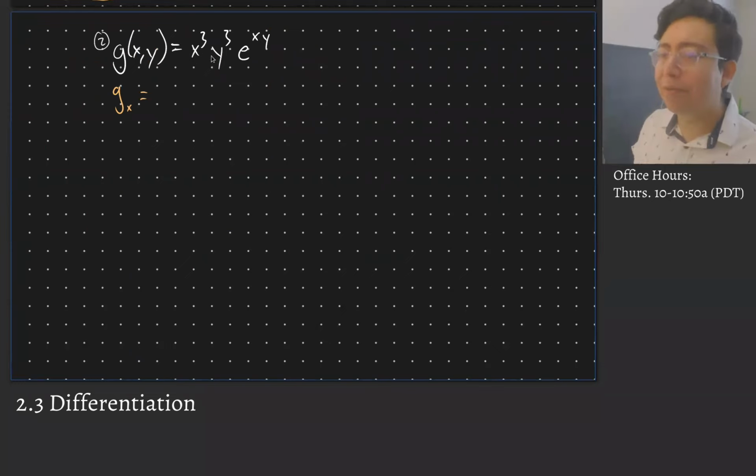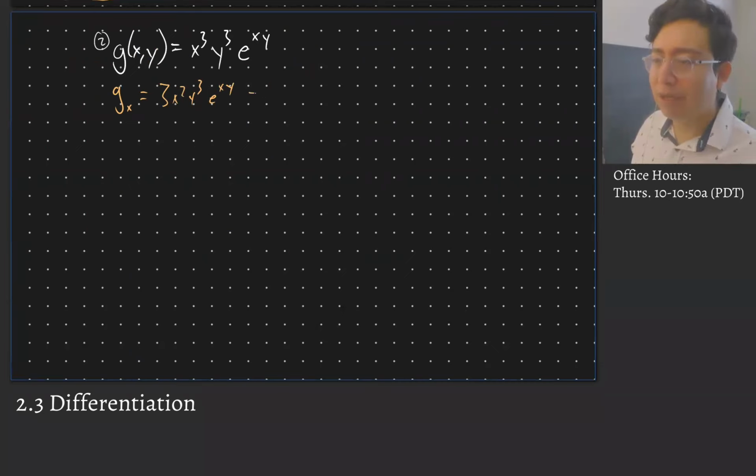Okay, so speaking of product rules, this is definitely going to involve a product rule because you have a function of x times a function of x. And so we take the derivative of this with respect to x, we get 3x squared y cubed e to the xy plus, and then we have x cubed y cubed, and then we have the derivative of e to the xy with respect to x. That's y e to the xy.